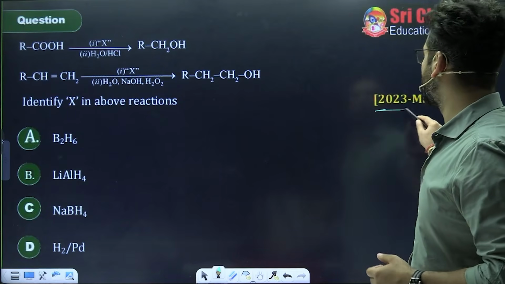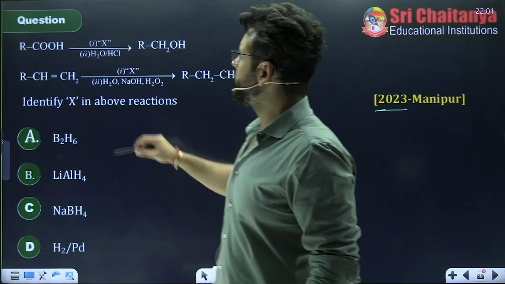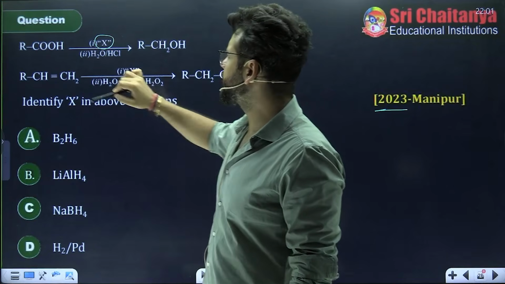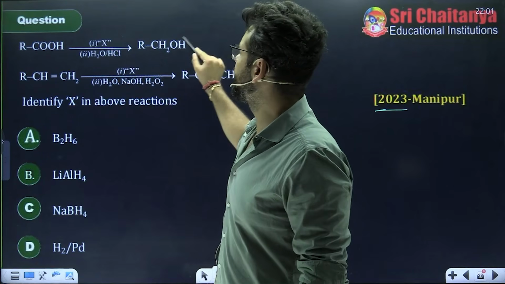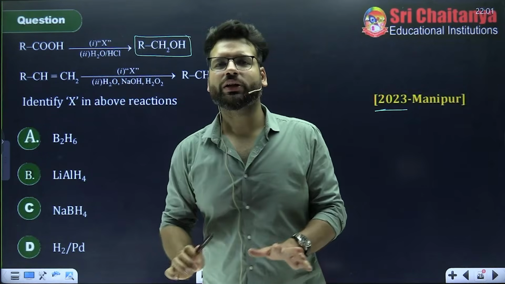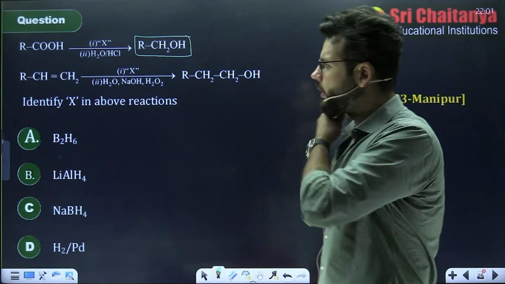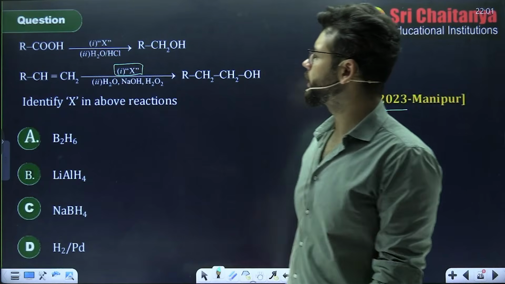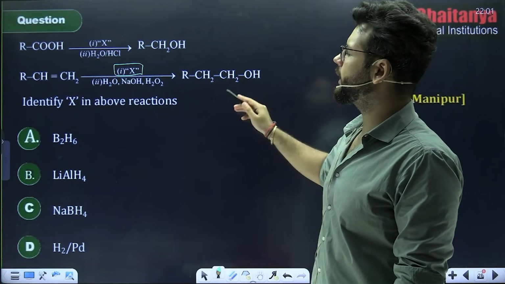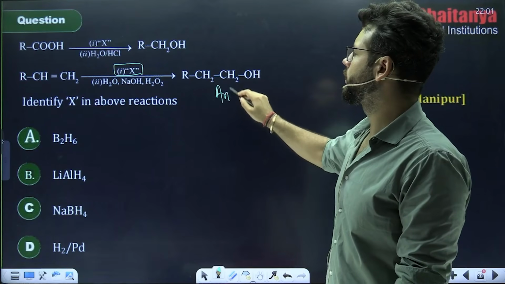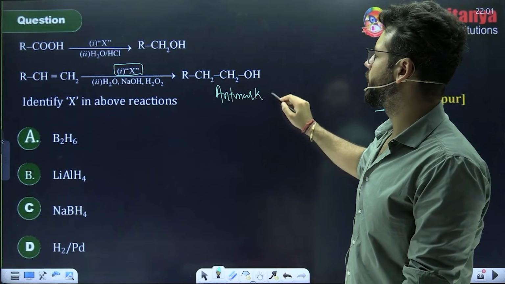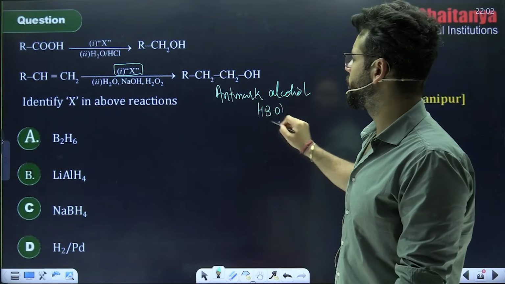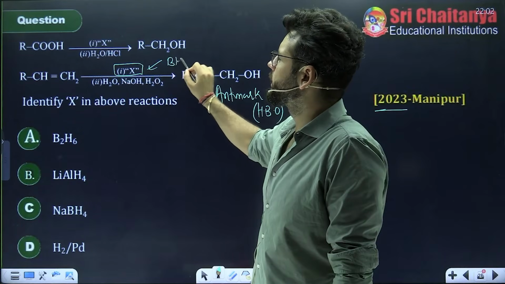28th one, 2023 NEET question. Question is, there is a carboxylic acid and we are putting an X into it followed by hydrolysis and we are getting an alcohol. Means some reduction we are doing here. And in the next one, we are putting the same X here as well, and we are getting an anti-Markovnikov alcohol. So it has to be a hydroboration oxidation reaction. So X is going to be BH3 or B2H6.